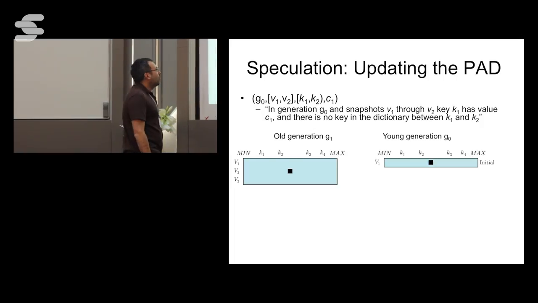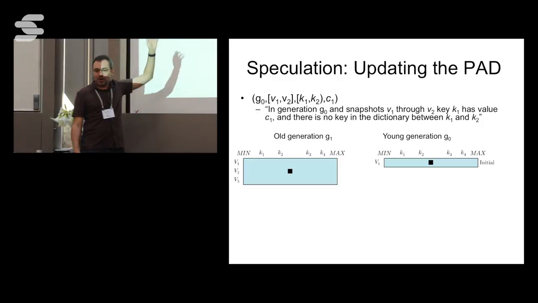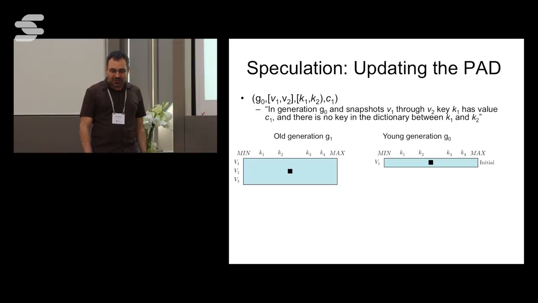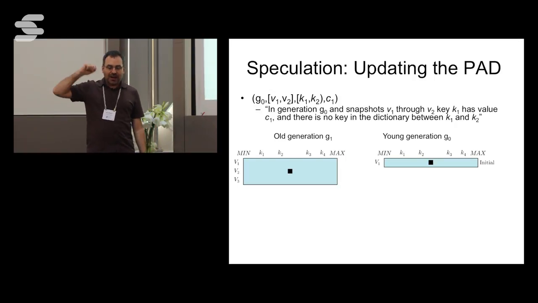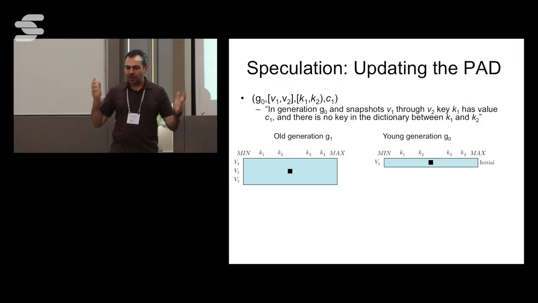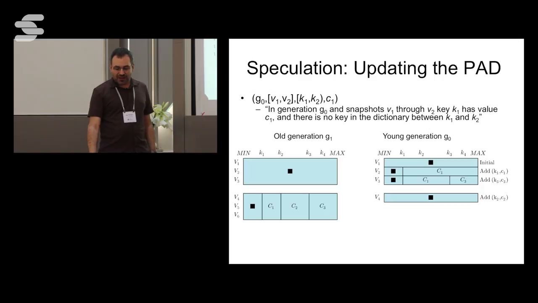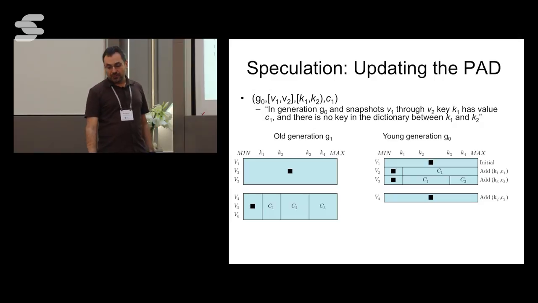So I have this old generation where I make a claim into the future, and then I have a young generation where I correct that claim. So now I get this weird statement that says, in generation zero, snapshot V1 through this has some value. And then I have a secondary proof from the young generation that proves there's no contradiction. And so then I'd be updating the young generation with each of these corrections, and then I would update the old generation again. Seems kind of clunky, but it gives you some giant big O improvements.